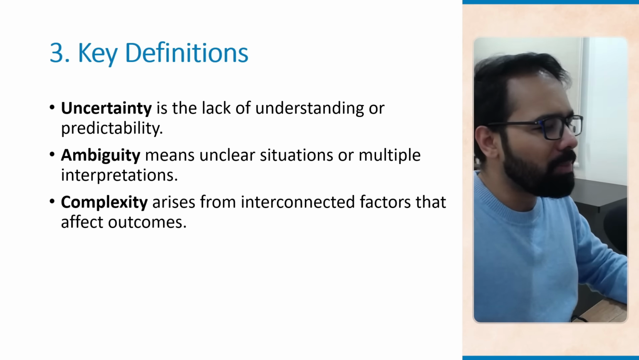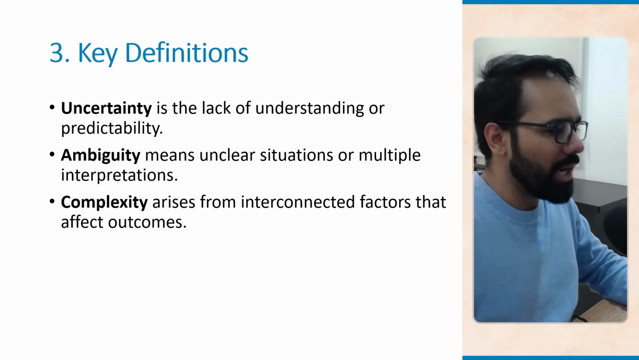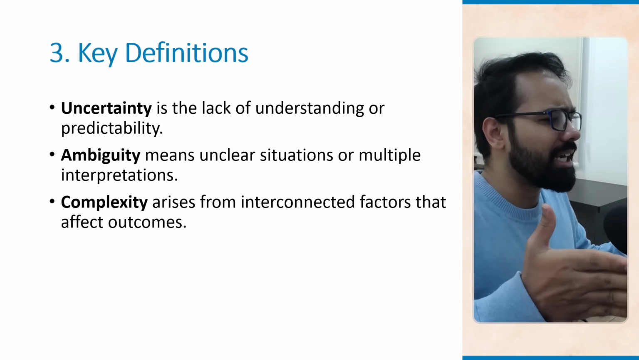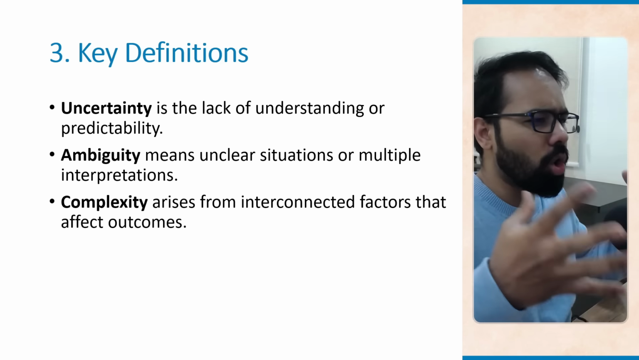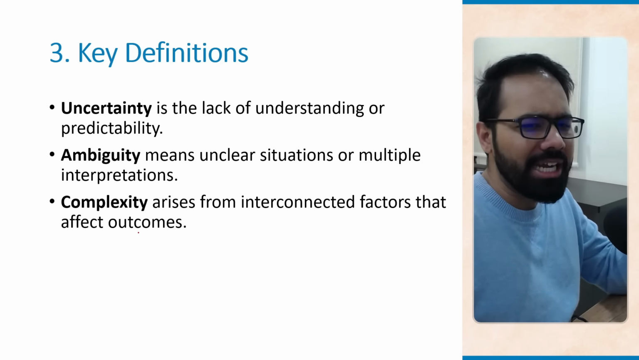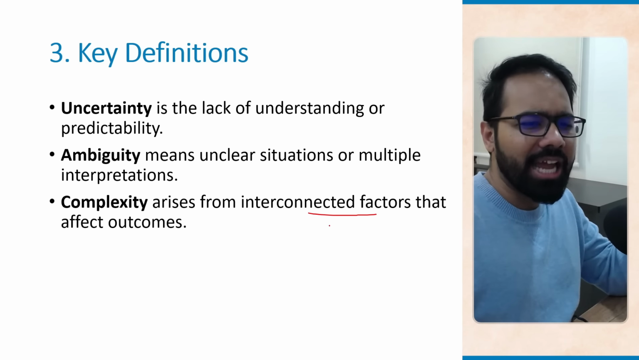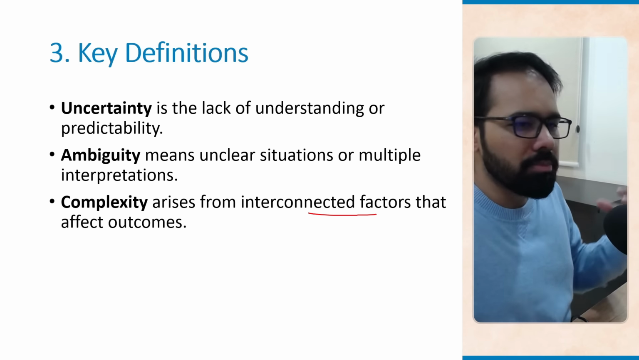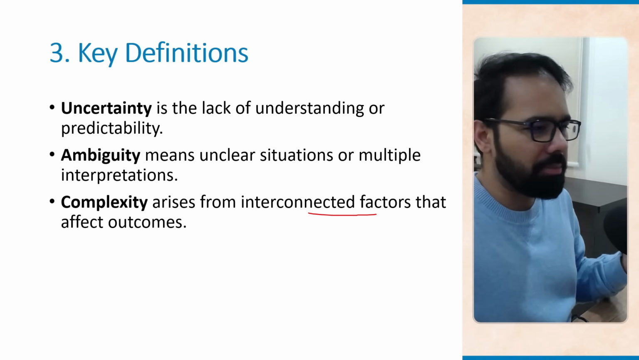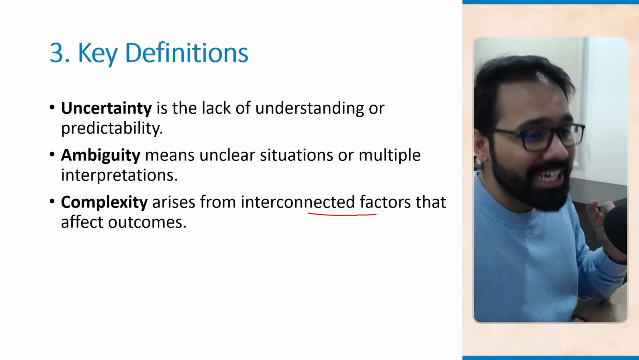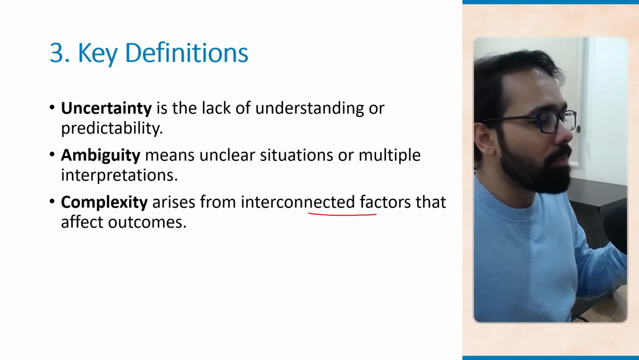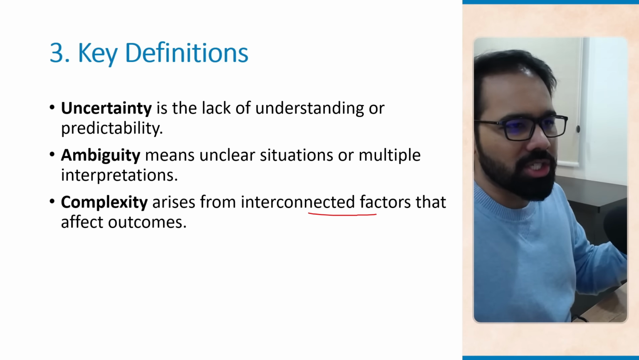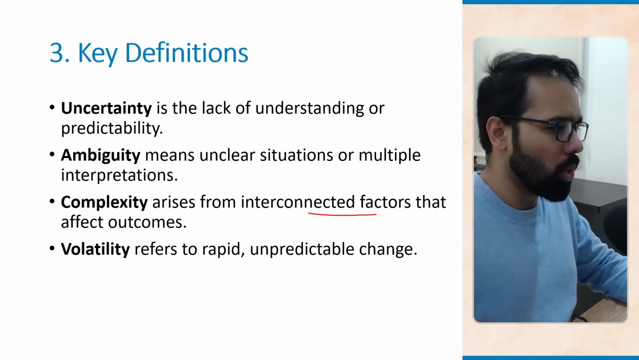Complexity comes into play when multiple systems, vendors, or integrations interact in unpredictable ways. So this is complexity, right? It arises from interconnected factors that can affect outcomes. As an example, if there's some change in the payment gateway API, it might affect the entire checkout process. So that's complexity right there. Change in one system leading to changes or disruption across the board.